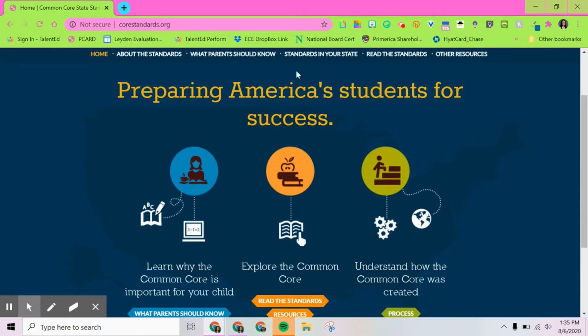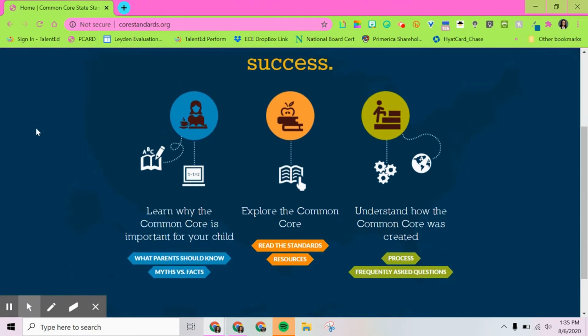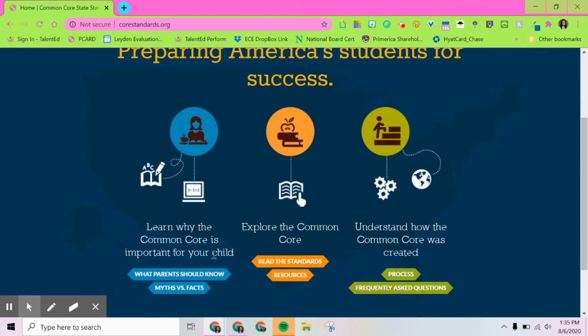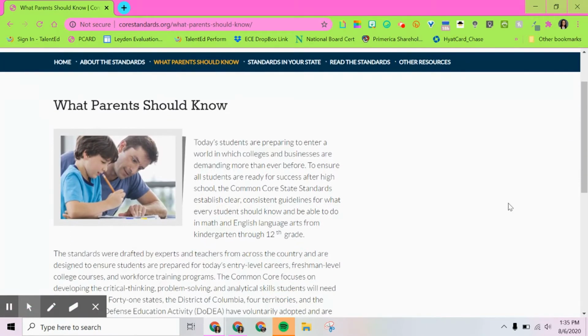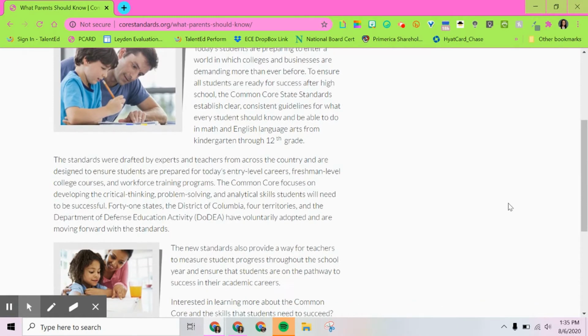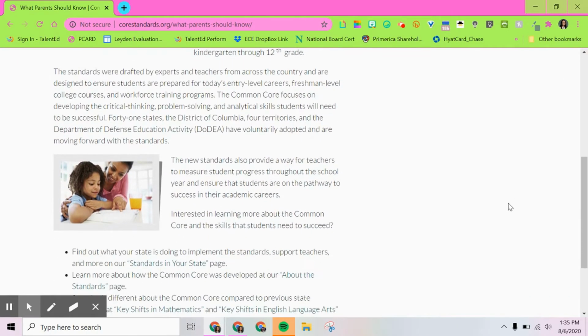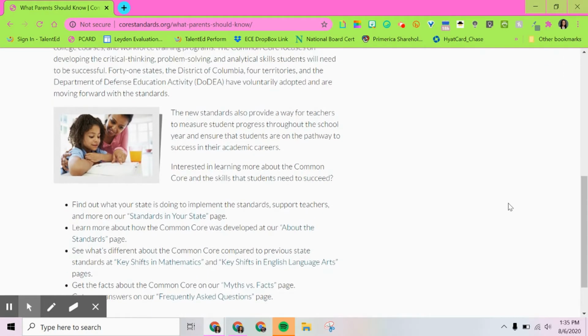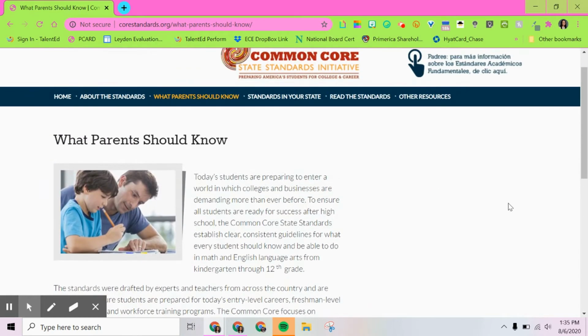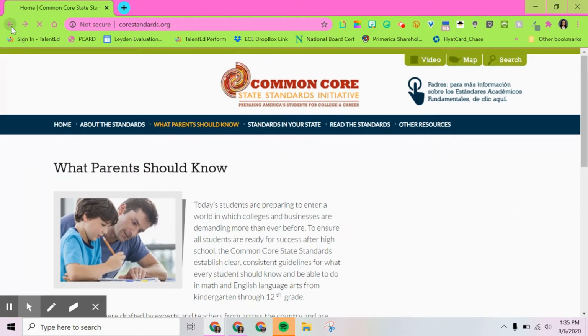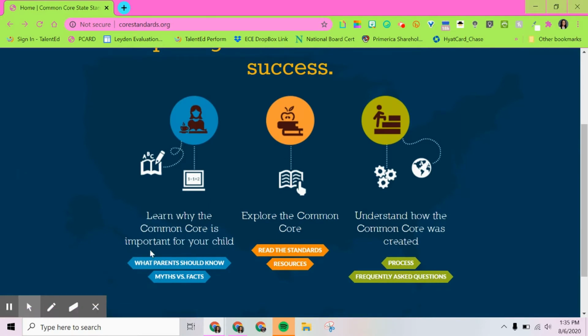So the Common Core standards, we're on corestandards.org, and then there's a few different things that you could click on. What parents should know, I think this just gives a good general overview of what standards are. You're going to need to know some of this information later. So this is a good place to learn a little bit more about standards.